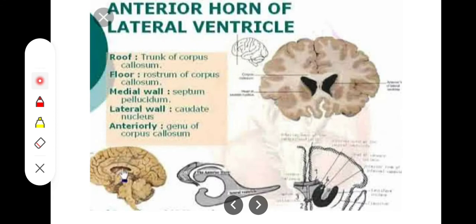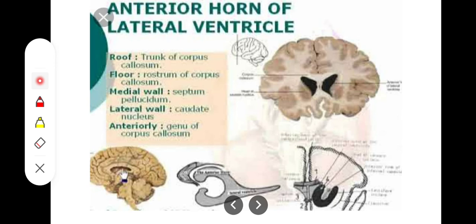Then we have the relations of the anterior horn. The relations of the anterior horn are just like those of the body. In its roof we again have the corpus callosum. In its floor, the rostrum of the corpus callosum turns back, due to which it also forms the floor of this lateral ventricle. And in the medial wall again we have the septum pellucidum.